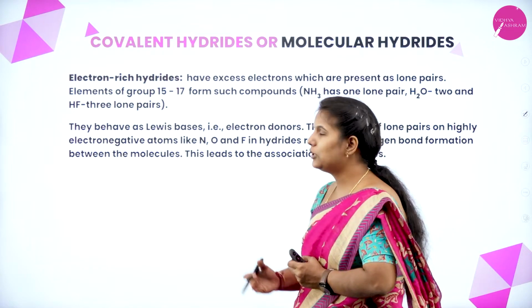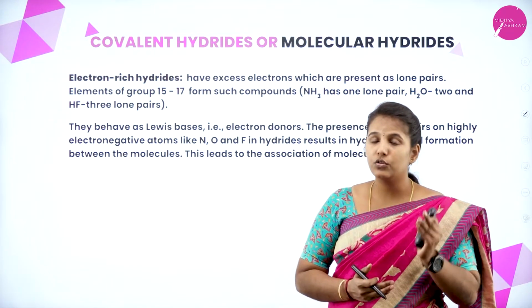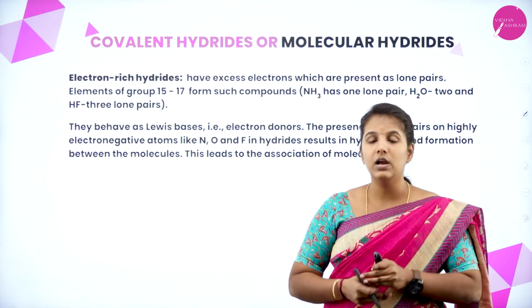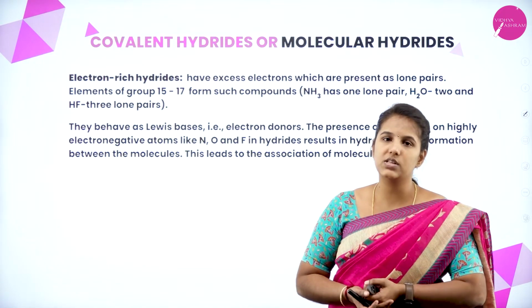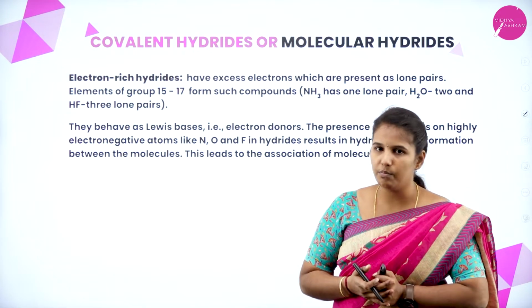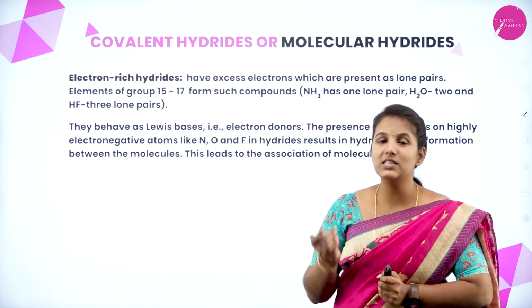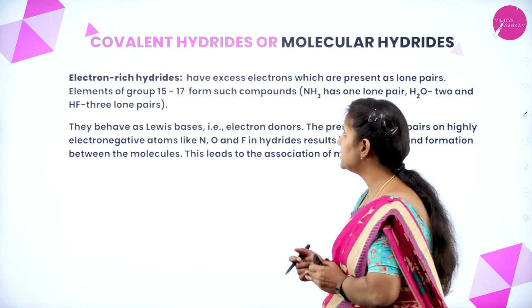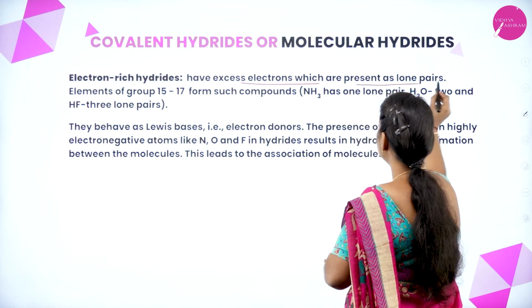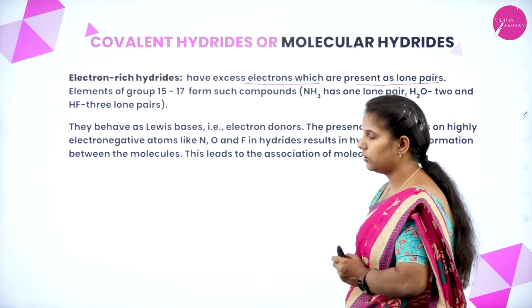Next is electron-rich hydrate. Those hydrates which have an excess of electrons can readily donate electrons to another metal to form a covalent bond. Such hydrates are known as electron-rich hydrates. They have an excess of electrons, which is present as a lone pair of electrons.